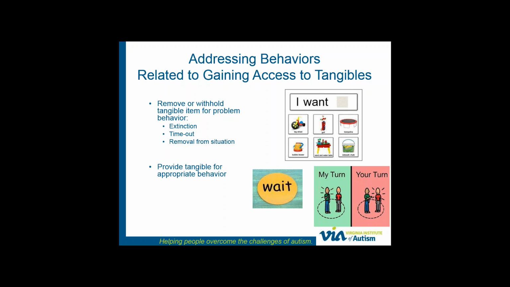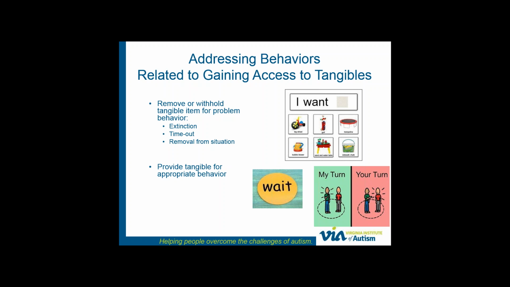Tangibles is the most easy to understand. A lot of kids have problem behavior to get access to toys, food, things like that, activities, going to the park. Same procedure as attention. Tangible and attention are still positive reinforcers, right? It's things that they want to get from the environment. So you use extinction, timeout, or removal from the situation, and you provide the tangible for appropriate behavior.